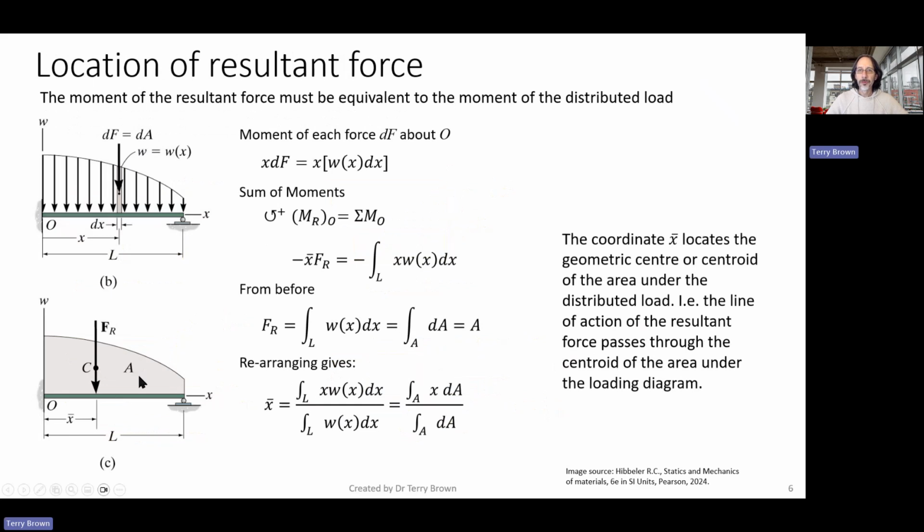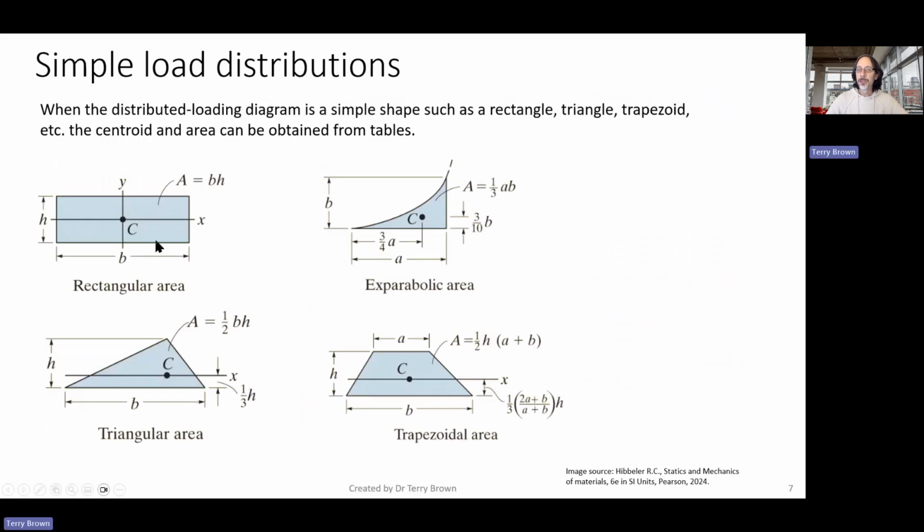So you would have hopefully done centroids back in Introduction to Mechanical Engineering and maybe even Maths and Physics. So this is just a revision of that. You need to know about the centroid of an area or a shape, and that's what we're going to use in working out our resultant force. So we can just look up these tables for the centroid and the area if you don't remember those formulas for area of simple shapes.